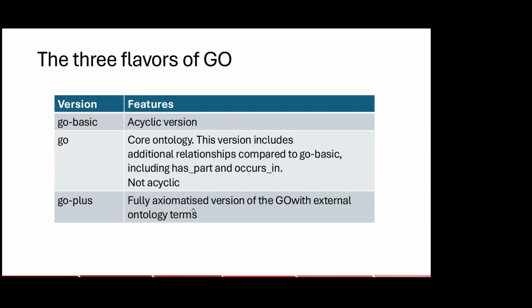And then we have GO plus, which is what we call fully axiomatized. That means that there are relations to cell ontology, Uberon, ChEBI, and probably other ontologies outside that; these are the main ones. In GO basic and GO, there are only GO terms, whereas this has cross references to external ontologies.